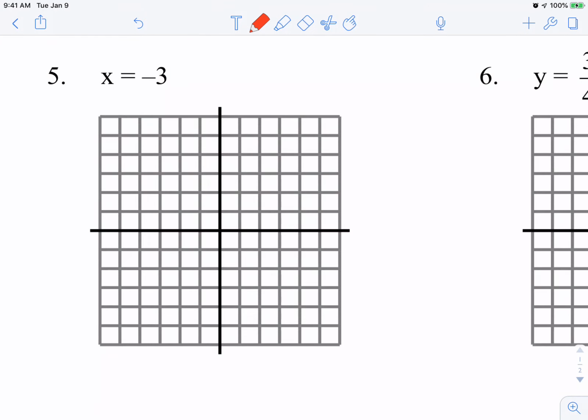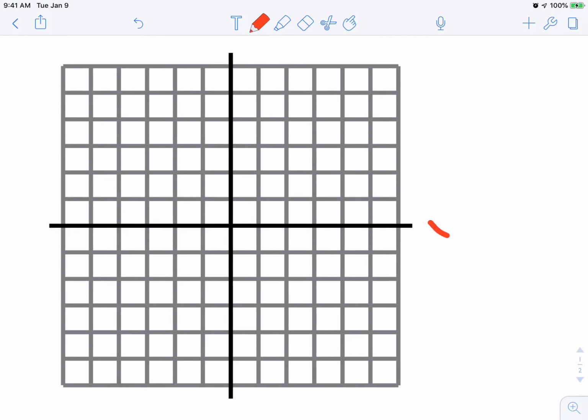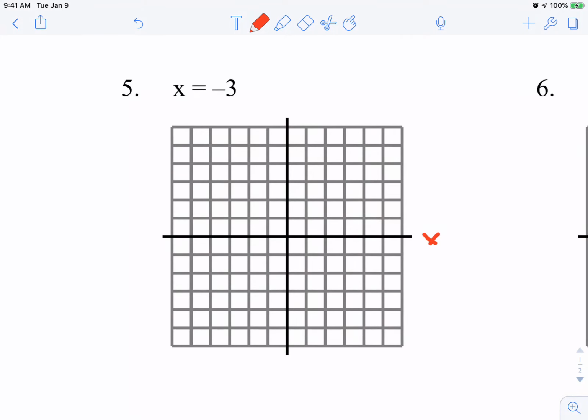Okay, number 5. This one is tricky. I've seen a lot of people have a problem with this one. You must remember x equals -3. So this is your x. So I'm just going to go along that line. So -3 is over here, and your line is this way, straight up and down, because at every point, this line hits -3. If your line goes like that, that is y is equal to 0.